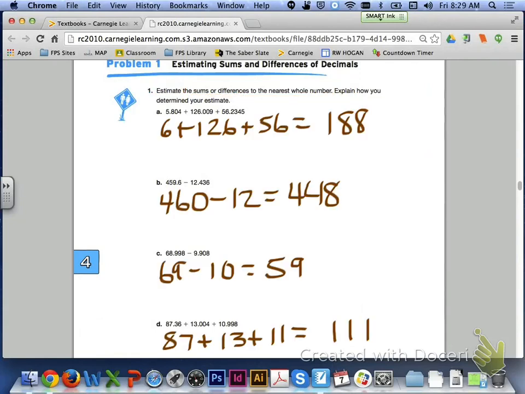Here is what you should have come up with for letters A through D. If you take a look at the decimals that you're adding and the estimates that you should have come up with, 6 plus 126 plus 56 is going to give you 188. Again, we are rounding to the nearest whole number. Letter B, 460 minus 12 would be 448. Letter C, 69 minus 10 would be 59. And for letter D, 87 plus 13 plus 11 would give you 111 for your estimate.